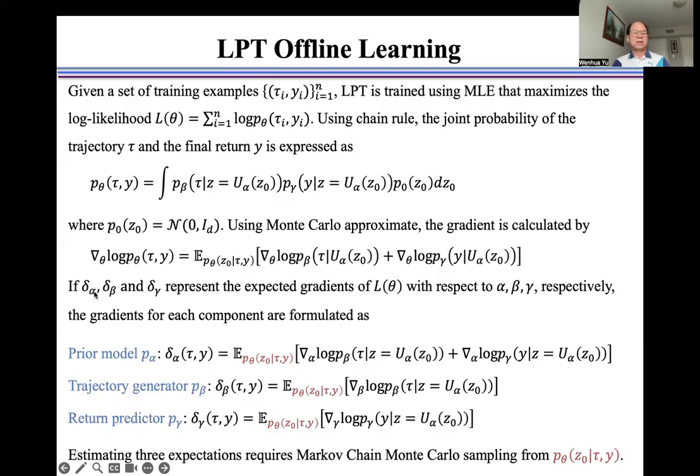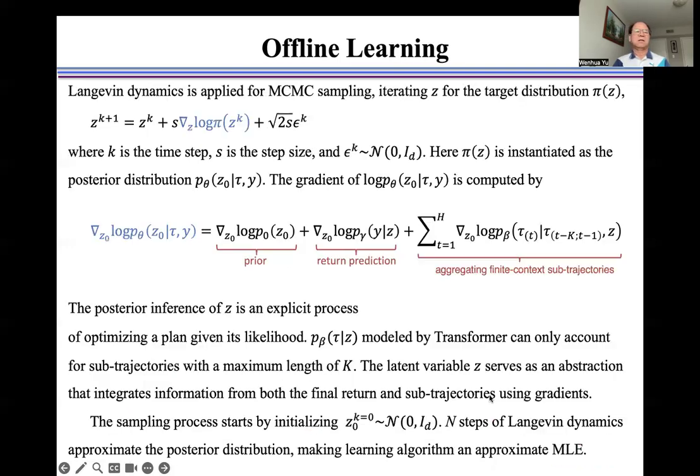If theta alpha, theta beta, and theta gamma represent the expected gradients of L with respect to alpha, beta, gamma respectively, the gradients for each component is formulated as here. Estimating three expectations requires a Markov chain Monte Carlo sampling from the distribution p theta. Langevin dynamics is applied for MCMC sampling, iterating z for the target distribution pi as shown here, where k is the time step, s is the step size, and epsilon k sampled from a normal distribution.